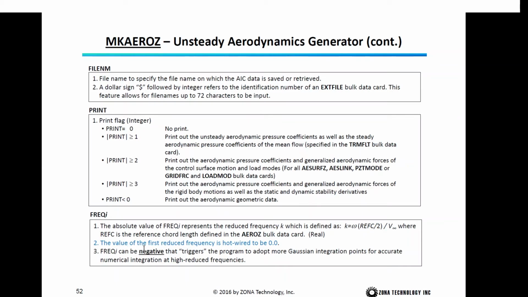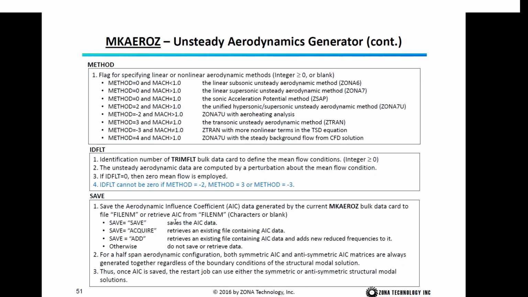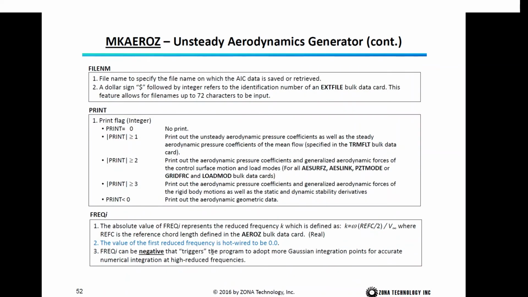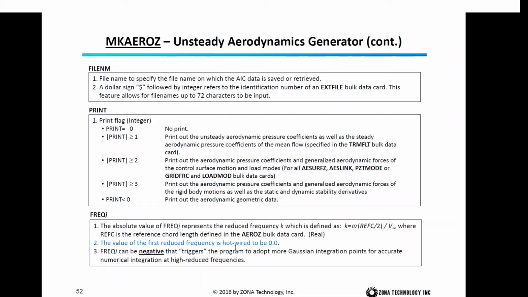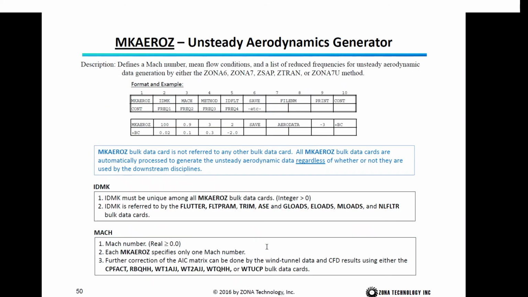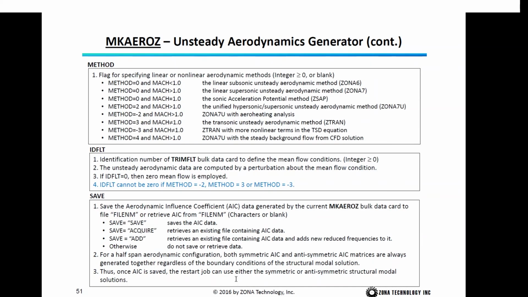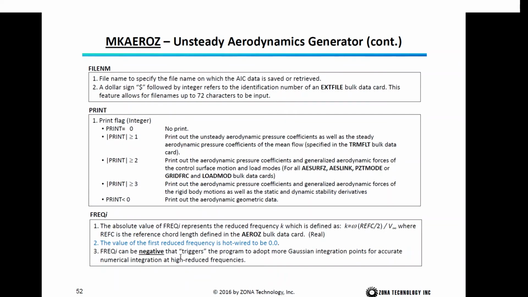And the value of the lowest reduced frequency, if it's not zero, we add a zero frequency into the list. So the first reduced frequency is always hardwired to be zero. And also, you can put a negative sign in front of the reduced frequency. That triggers the program to add more Gaussian integration points for accurate numerical integration at high reduced frequencies.